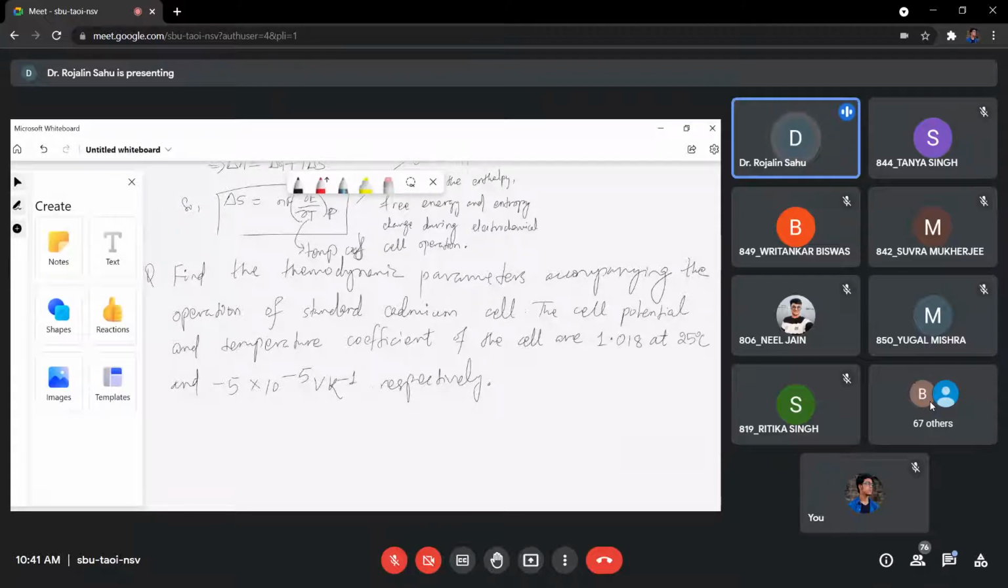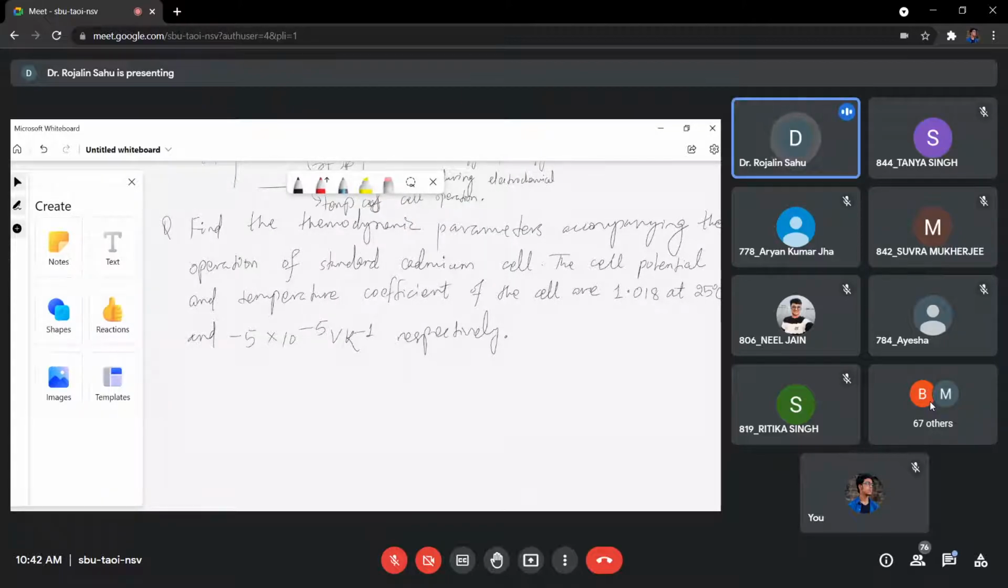I have updated the attendance now, it cannot be changed. So I hope in the meantime you have solved this question. What is the value of del G? Minus 196474 Coulomb volt. Minus 196.47 kilojoule. Yes, ma'am. I have written Coulomb volt. Yeah, that's only.